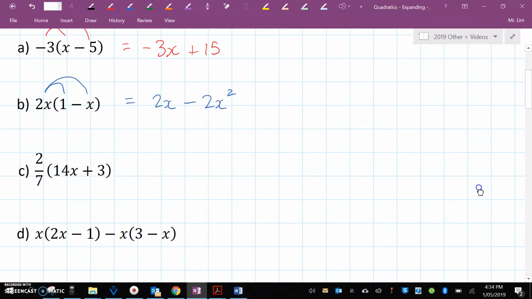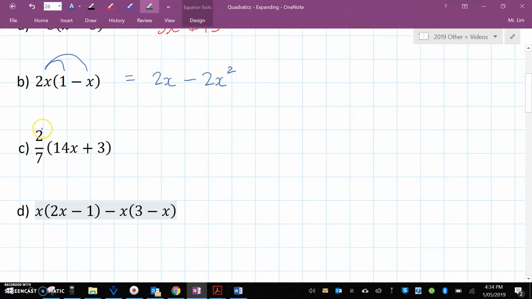Question C. 2 over 7 times 14x, 2 times 14 is 28, 28 divided by 7 is 4, so that gives us 4x. And 2 over 7 times 3 is positive 6 over 7.